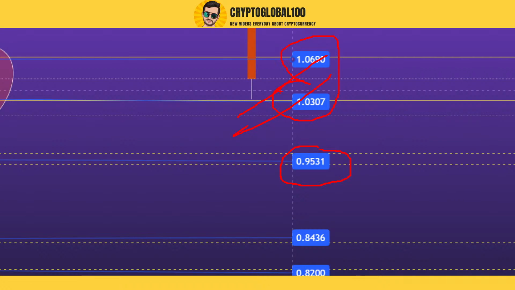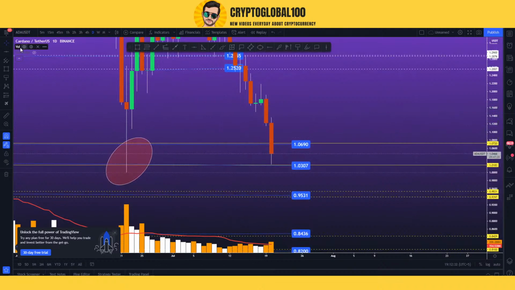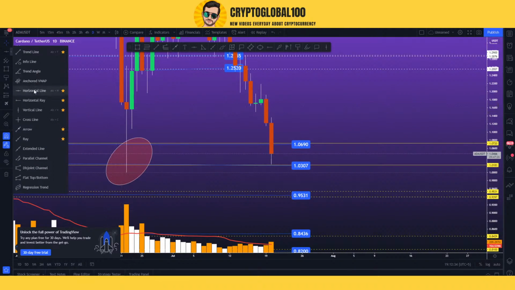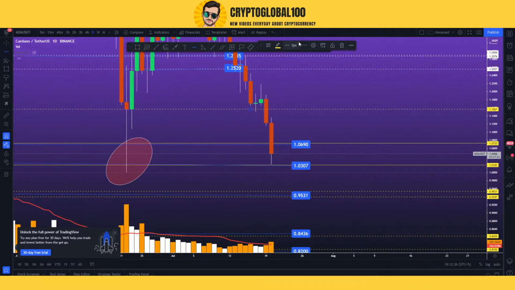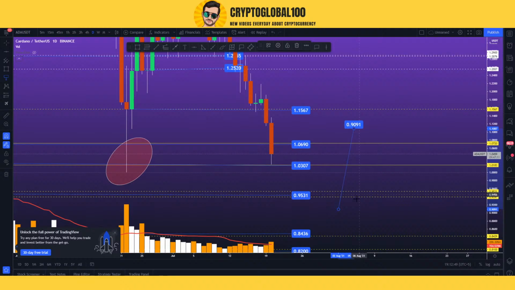If this candle stays above the level of 1.0, then we might see a retracement back to this area here. Let me reconfirm it here. Then we might see some retracement back to 1.15. And on the downside we have this level.